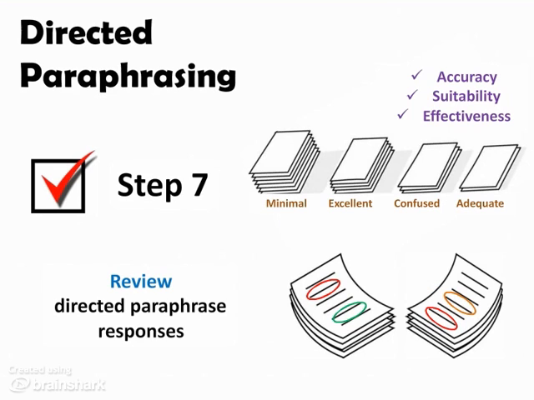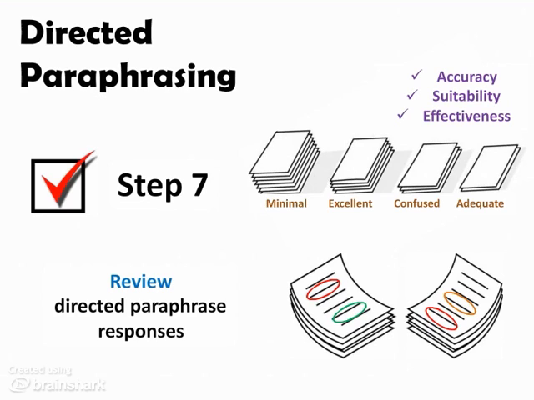Finally, it's time to review the directed paraphrases, and there are 2 common ways. You could collect written directed paraphrases and organize these by separating them into 4 piles according to the following categories: confused, minimal, adequate, and excellent. With these, assess each directed paraphrase response by comparing both within and across the categories. A useful tip is to pay attention to 3 characteristics, including accuracy, suitability for the intended audience or audiences, and how effective the directed response accomplished the purpose.